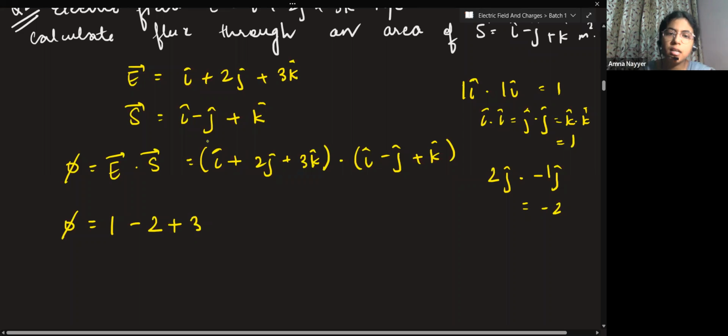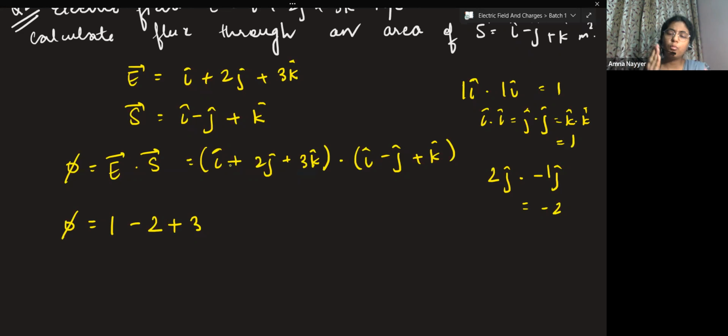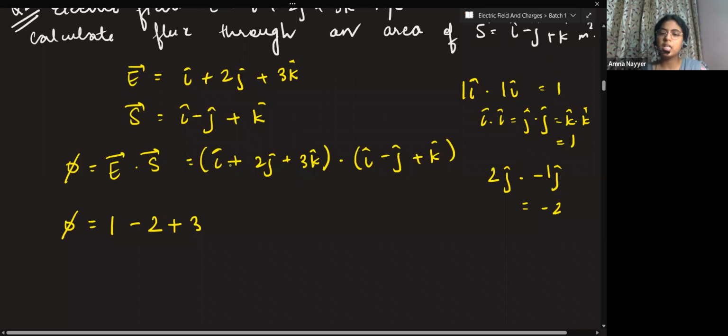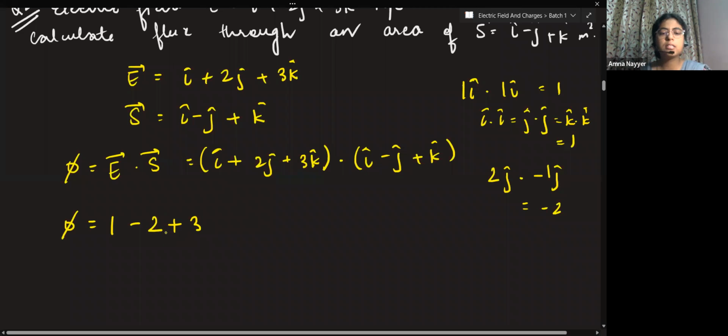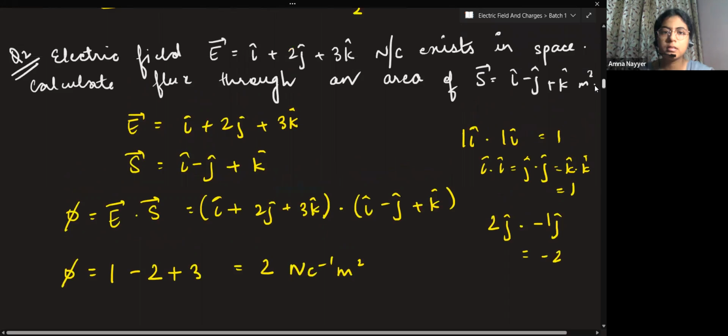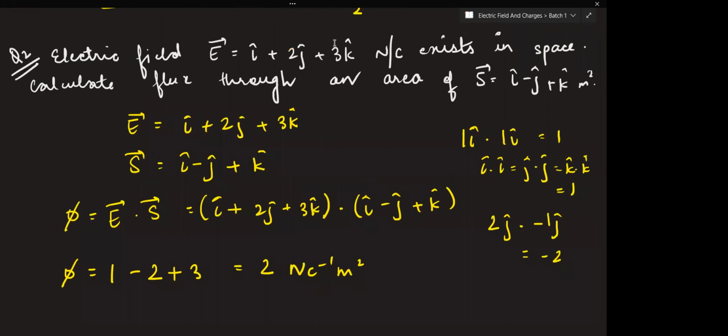Did you understand this? Since i cap dot i cap or j cap dot j cap or k cap dot k cap is always equal to 1, how do we solve these? We just take the coefficient of i cap and multiply it with the i cap coefficient from the other quantity. Then take the coefficient of j cap and multiply it with the j cap coefficient. Similarly, do it for k cap. Now, 1 minus 2 plus 3 gives you 2 newton coulomb per meter square. Is this clear now? All of you? Yes, ma'am.